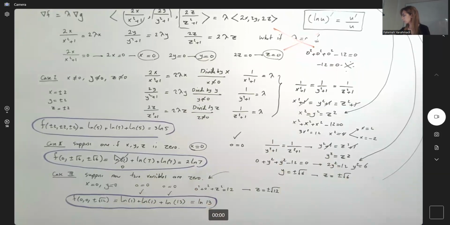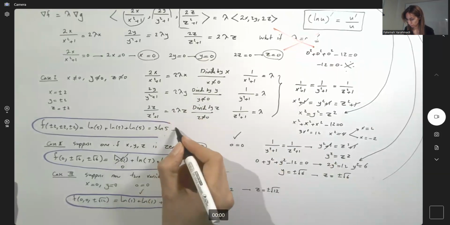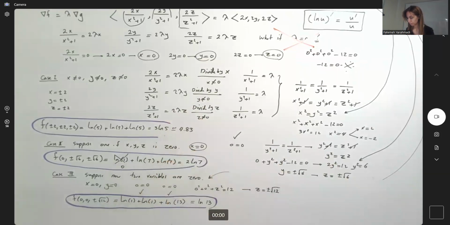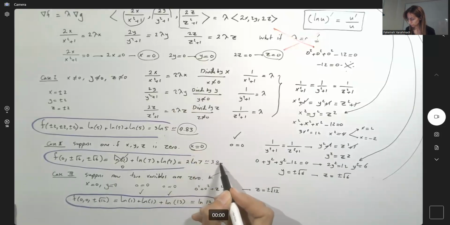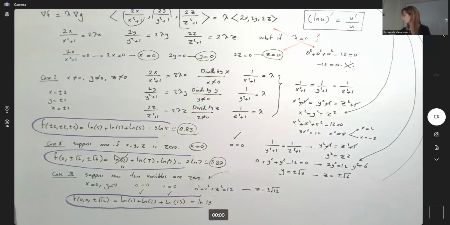What is 3 ln of 5? This is approximately 4.83. And 2 ln of 7. This is going to be 3.89 approximately. And finally, ln of 13. Let's take a look at ln of 13. What is that value? It is about 2.56.